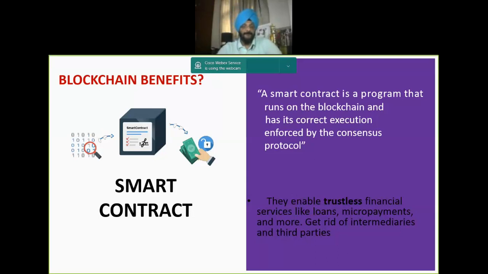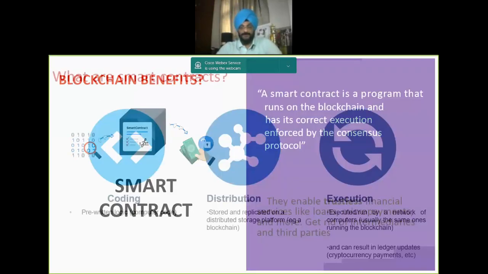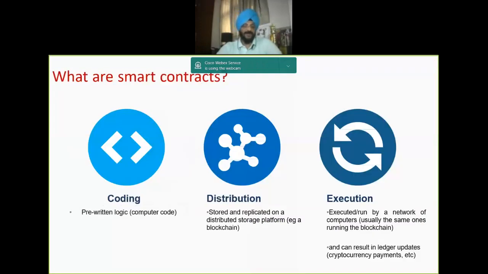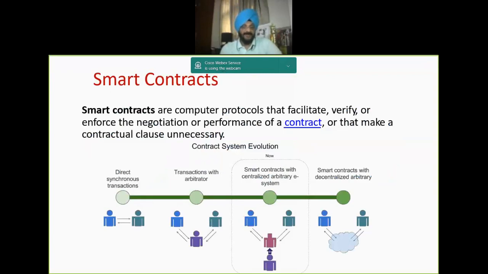Okay, this is pre-written code, and their distribution is such that they're stored and replicated on a distributed storage platform, and the execution is done by a network of computers. Okay, and they can result in a ledger update. That's what the particular transaction will trigger only if it meets a condition. So that's how it practically happens. And this is a protocol which is so important for executing any contract.